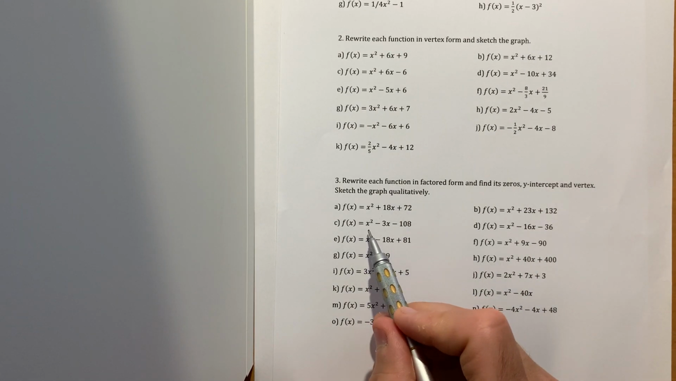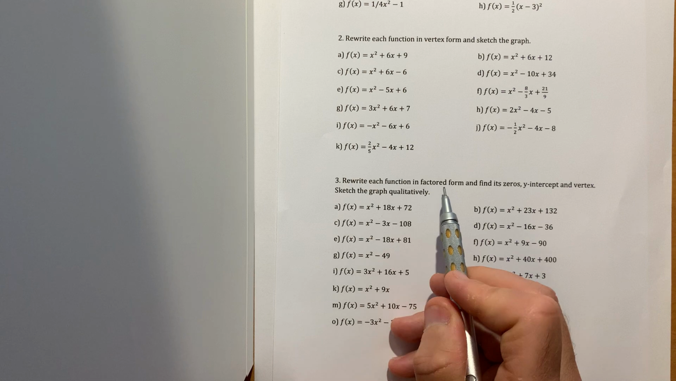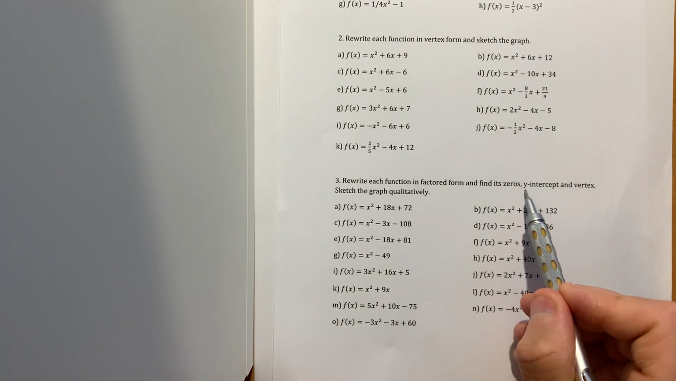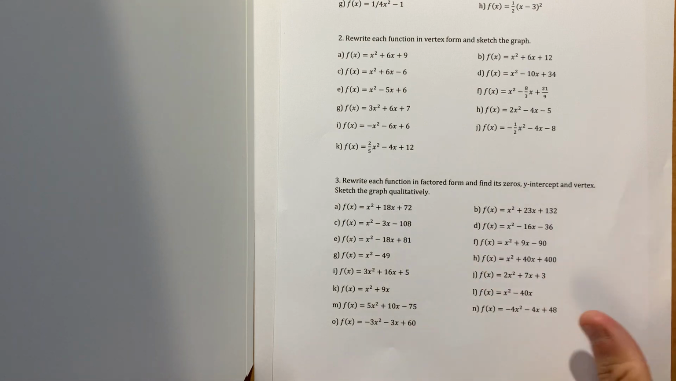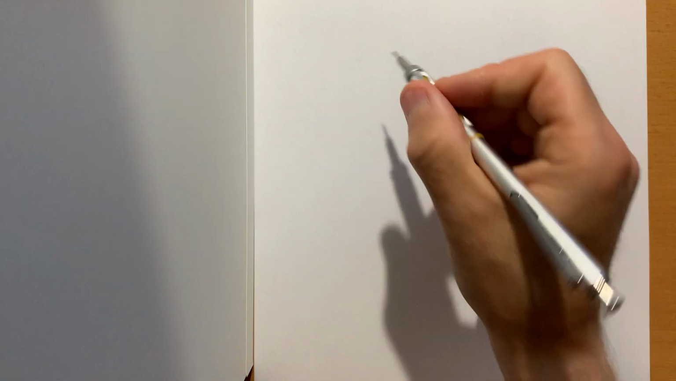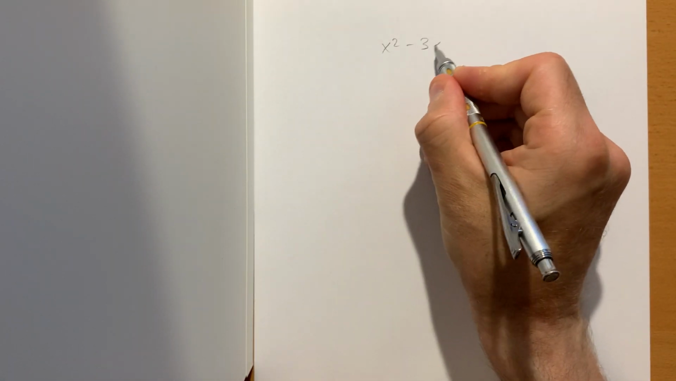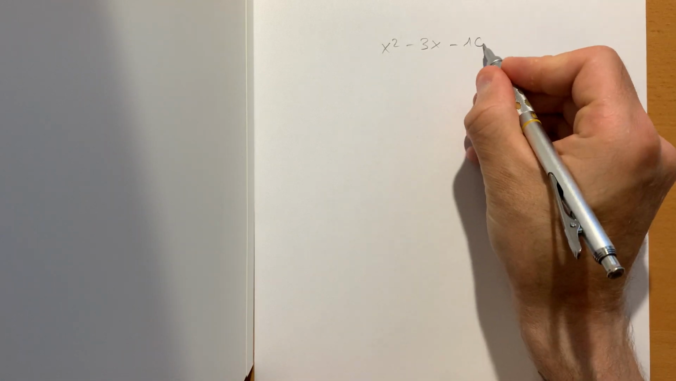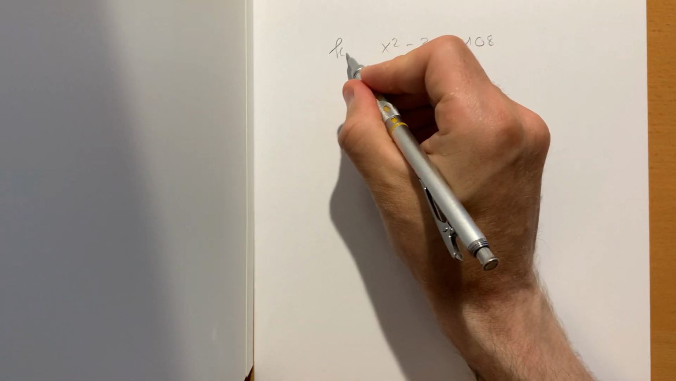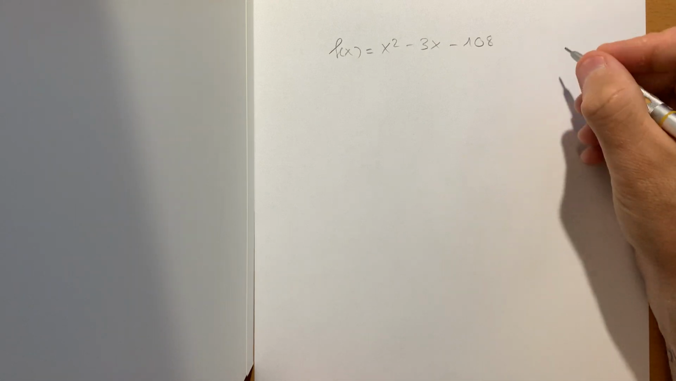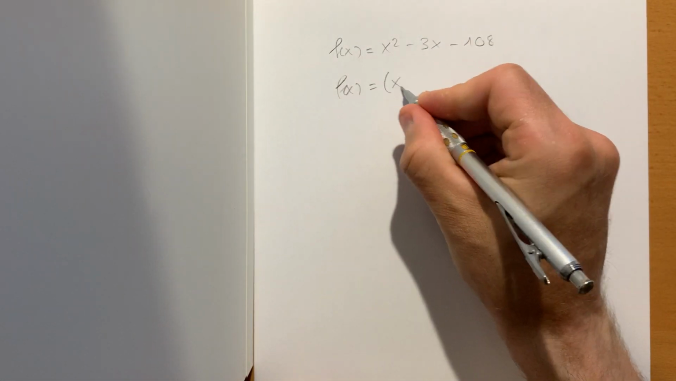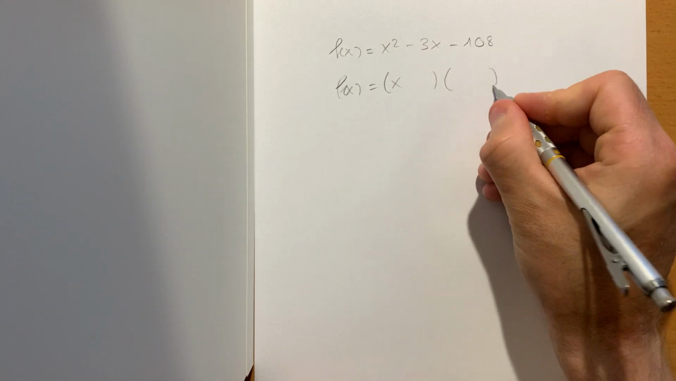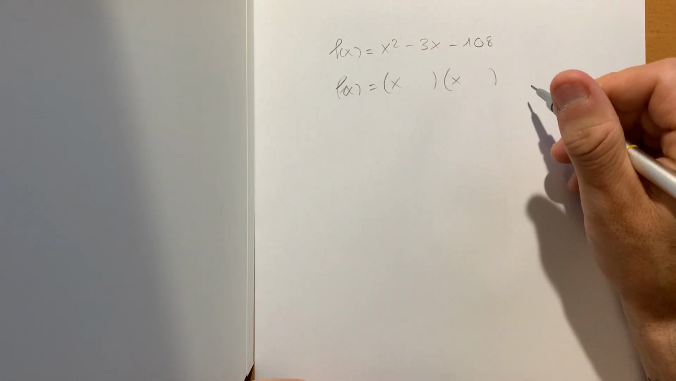Hi, I'm Mr. Huber, and in this video we're going to look at exercise 3c. Rewrite each function in factored form and find its zeros, y-intercept and vertex. Sketch the graph qualitatively. Well, x squared minus 3x minus 108, that's our function. Here we go. And we want its factored form. Let's see whether we can find one.